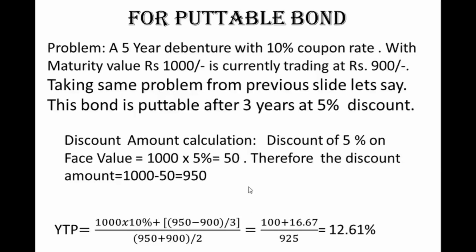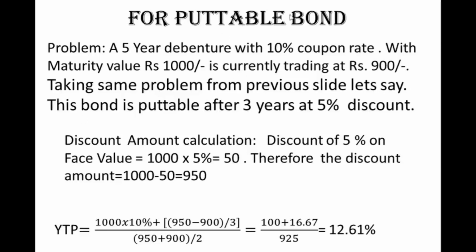Okay, it's going to be yield to put. Now taking the same problem into consideration, let us solve this problem. So now let us move on to putable bond. In a putable bond, as I told you, it is a situation where the investor tries to end the relation with the company. They don't want to lend their money anymore to the company and they decide to take it back. So that is when the putable bond comes into picture.